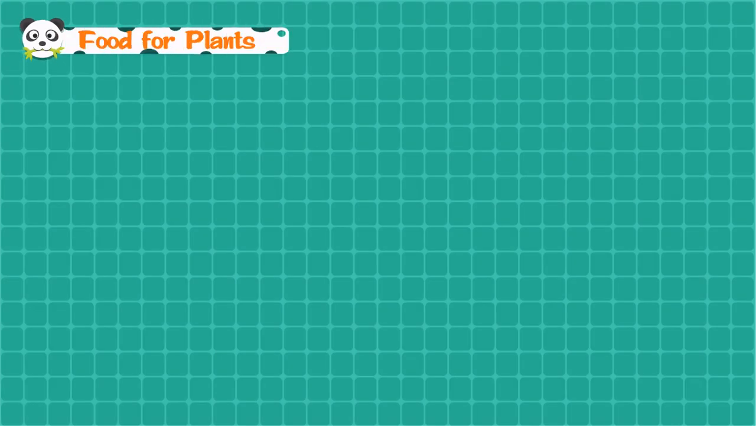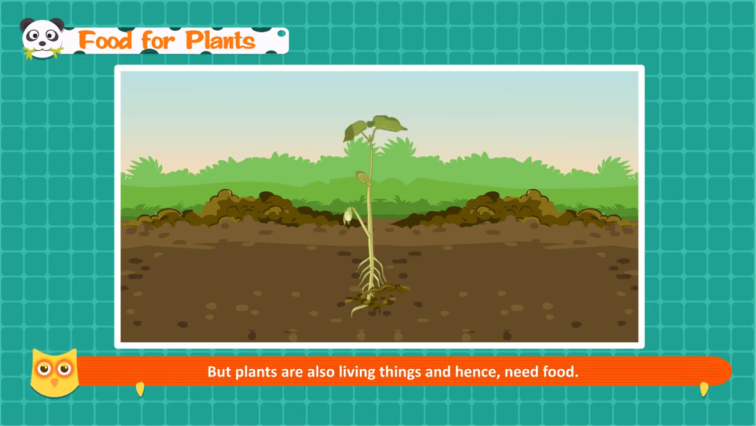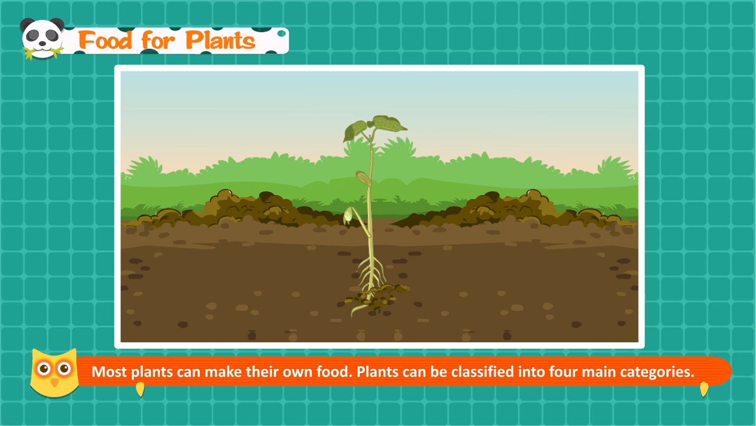Food for plants. Every living thing needs food to survive. We get our food from plants or other animals, but plants are also living things and hence need food. Most plants can make their own food. Plants can be classified into 4 main categories. They are green plant, non-green plant, insectivorous plant, and parasitic plant.